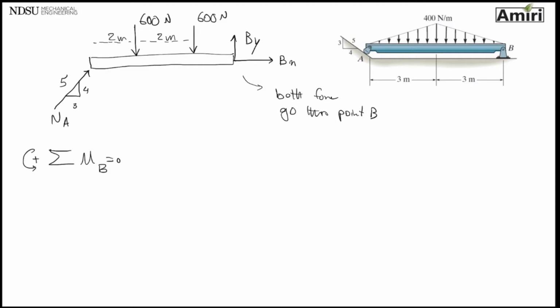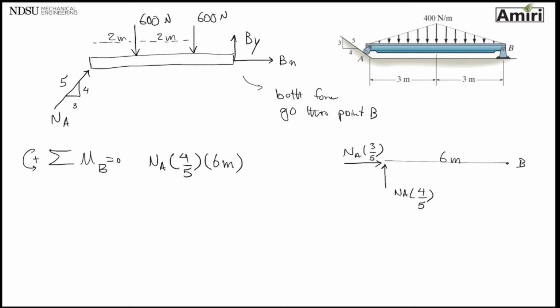So let's look at it. Point B, NA. I'm looking for the vertical component, so I use the vertical length of that slope triangle, 4/5. And I have NA, this one is 3/5. And this distance is 6 meters. So if I want to write the moment, the NA 3/5 goes through point B, so I don't need to worry about it. The only thing I need to consider is NA 4/5 multiplied by 6 meters, and this is trying to rotate the beam this way, so it's against my sign, so there's a negative.